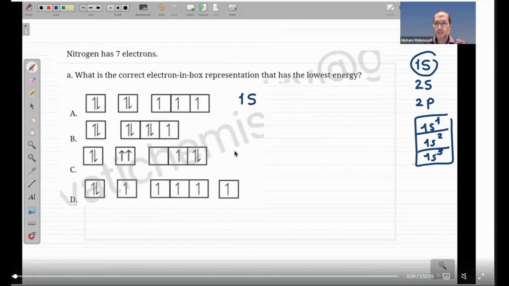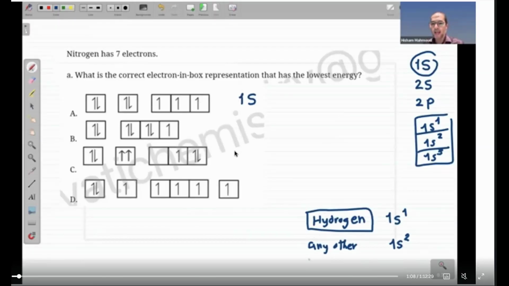You can choose which one of them is correct when you start the electronic configuration. We don't see 1s1 except in one element only: hydrogen. It is the only element where you say 1s1 and stop, because it has one electron and you don't have any electron to add. Other than hydrogen, any other element you want to do the electronic configuration for, you have to say 1s2. So hydrogen is 1s1, and any other element you have to say 1s2, including the example that we have now.